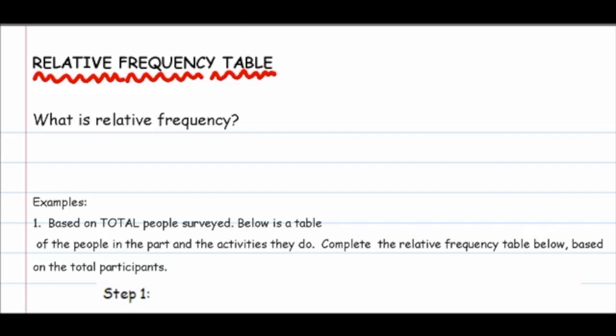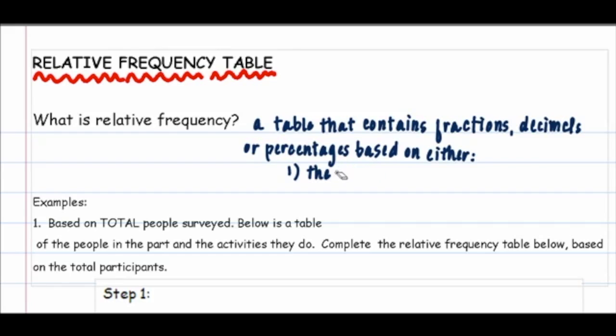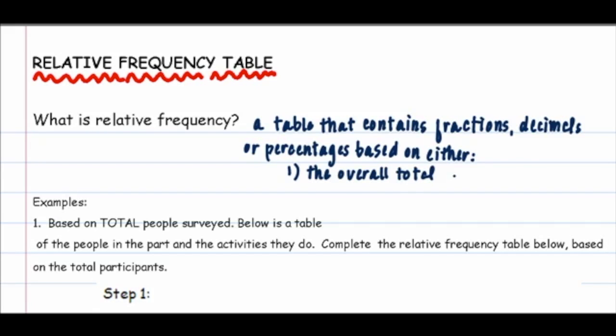In this video, you'll learn about relative frequency tables. First, let's talk about what a relative frequency actually is. This table will contain fractions, decimals, or percentages based on either the total of the overall data or the total of an individual category in a particular row or column.